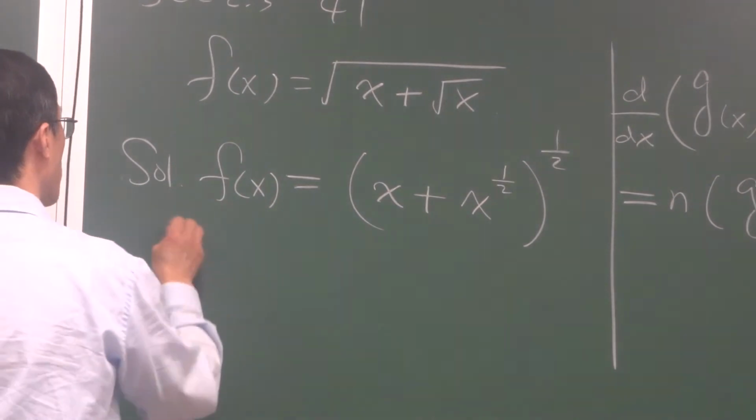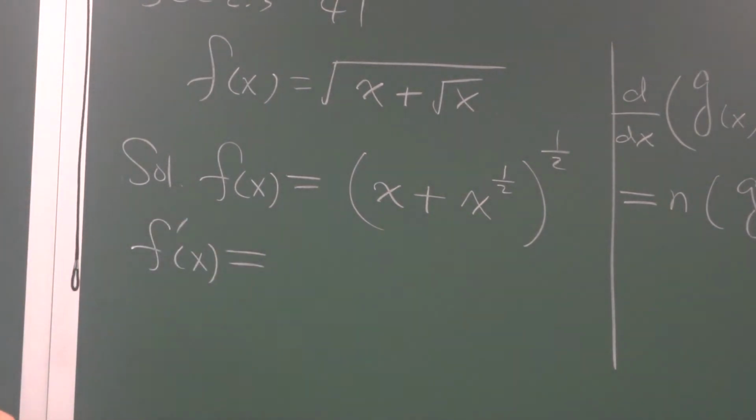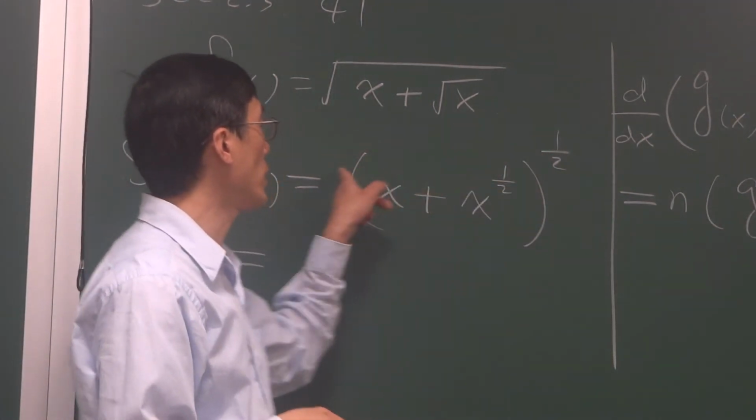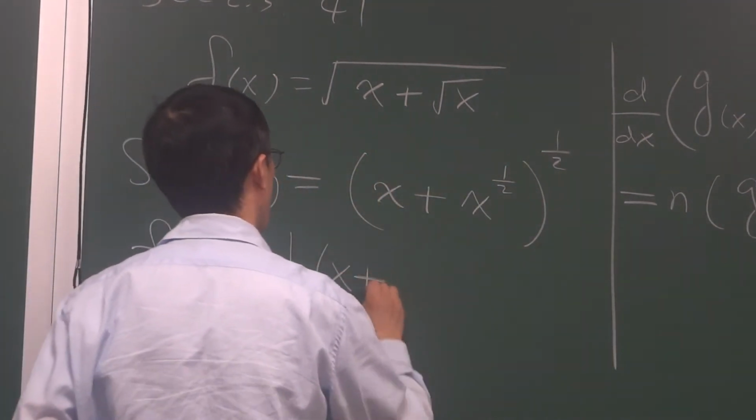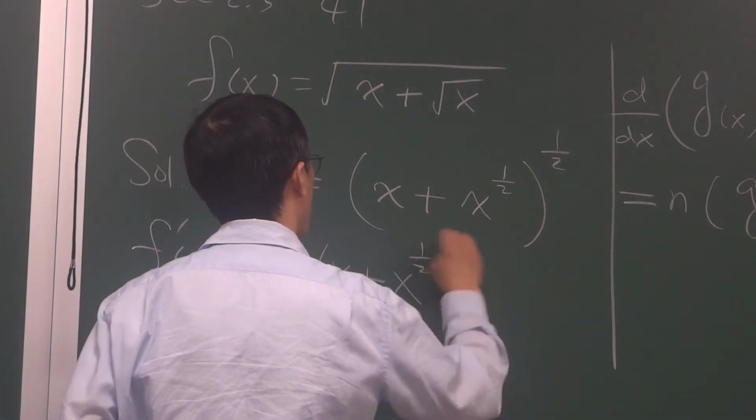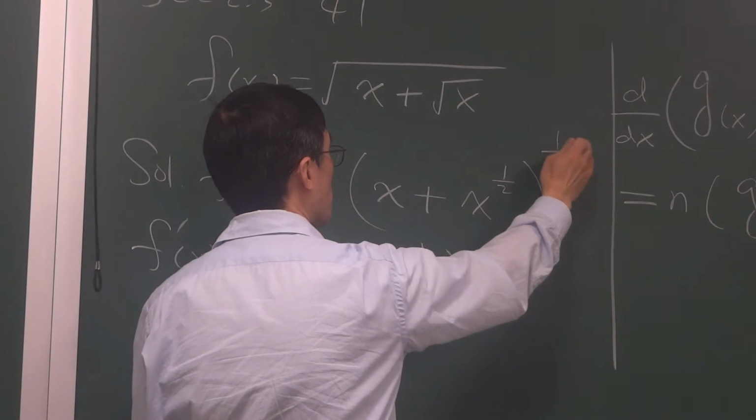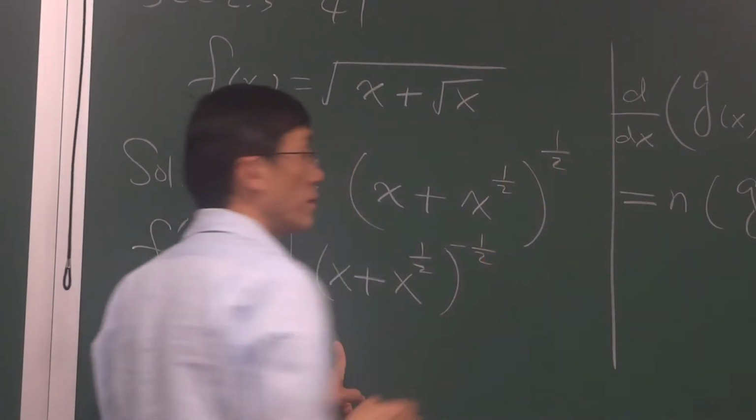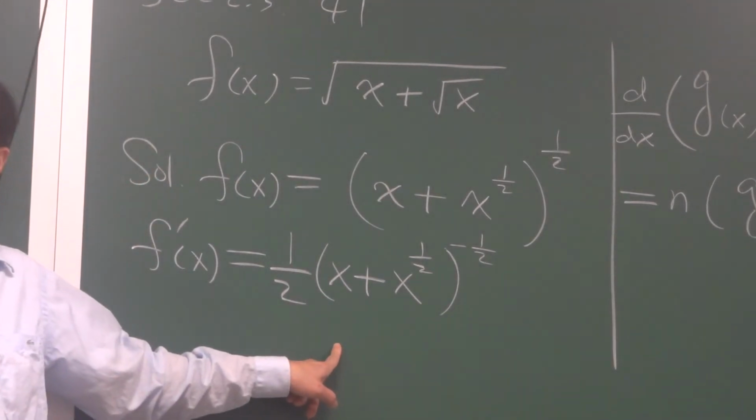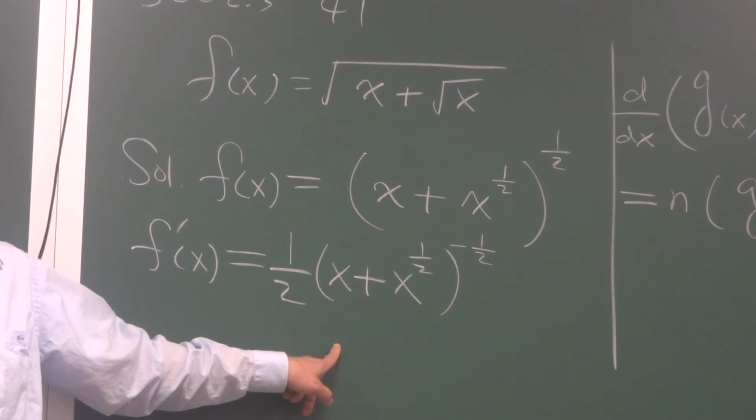And now I can take the derivative, f prime of x. Well, apply the power rule to bring the 1/2 to the front. 1/2, and I have whatever is inside, that's your g of x. Then the power here gets subtracted by 1, therefore minus 1/2. Are you with me? And then you're going to multiply it by g prime of x.